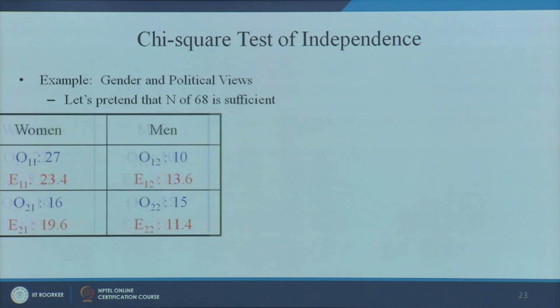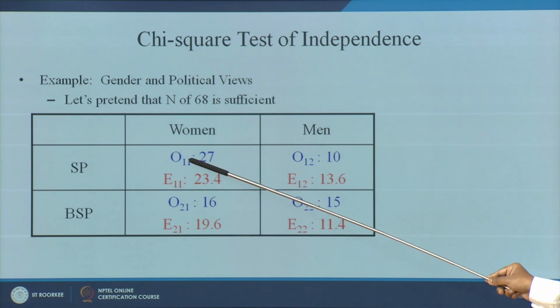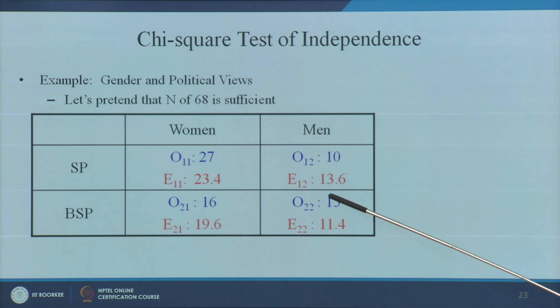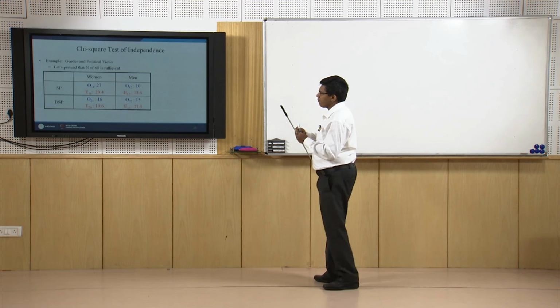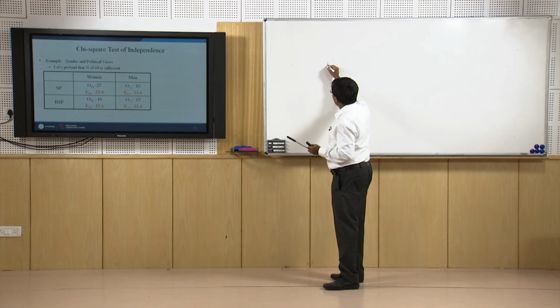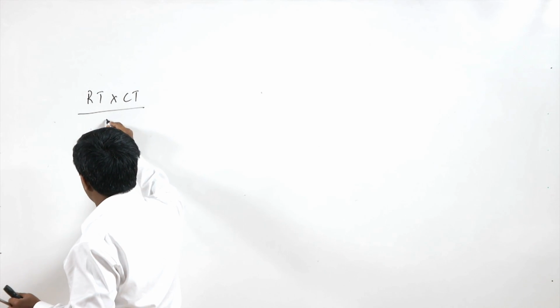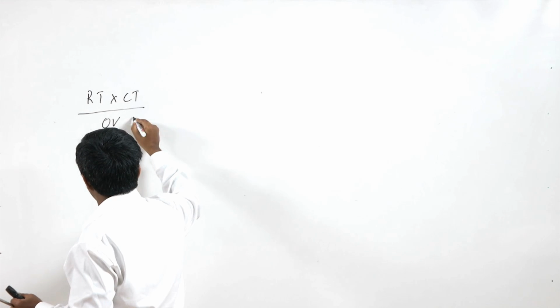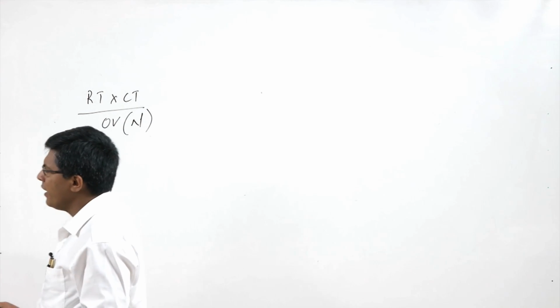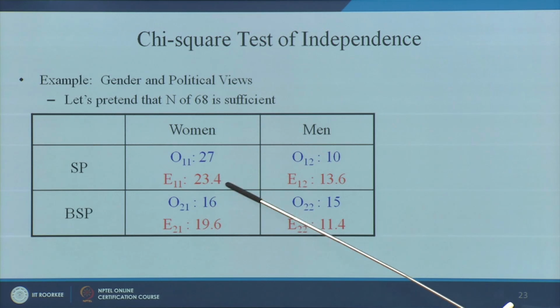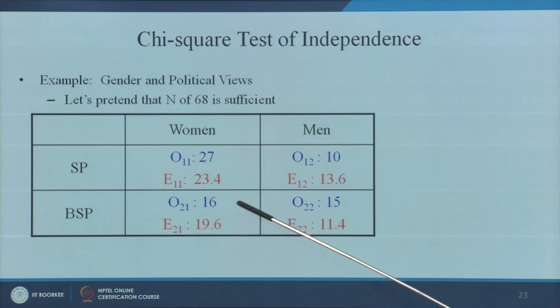Okay. So, now in this case let us say we had the observed values of 27, 10, right, 16 and 15, right. Next we calculated, as I had said earlier, how did we calculate? We did the row total into column total divided by the overall total, or which is also sometimes the total n, right. So, by doing this we calculated E11 is equal to 23.4, E12 is 13.6, E21 is 19.6 and E22 is 11.4.